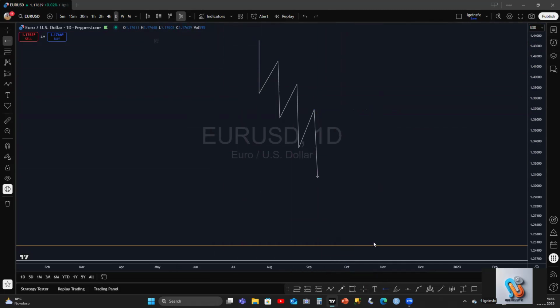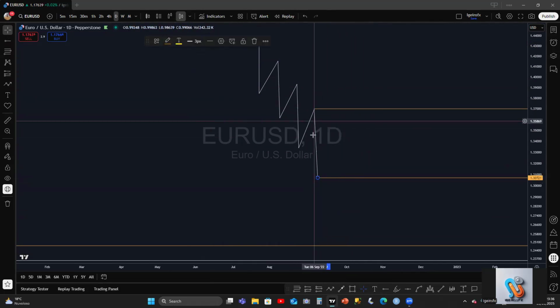From this side, this is the resistance, and this point here is now the support. This is the range now. This is the range. All right. So this is where sellers wait for price. This is where buyers wait for price.